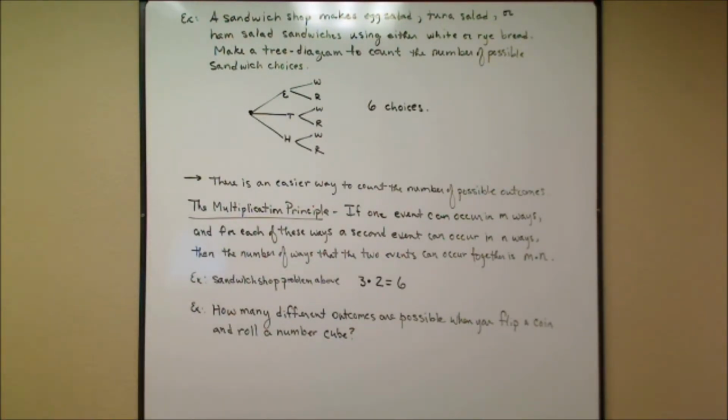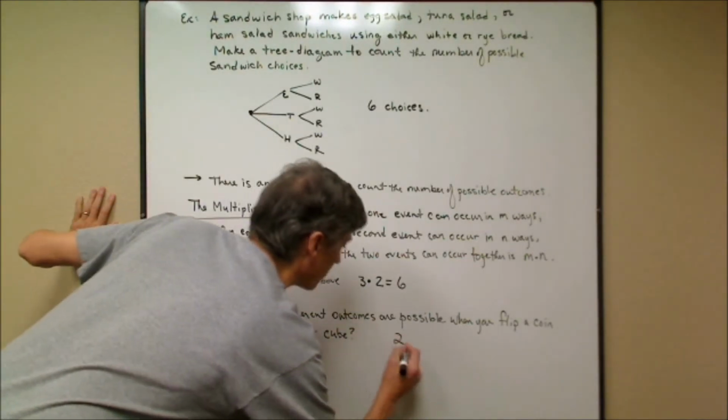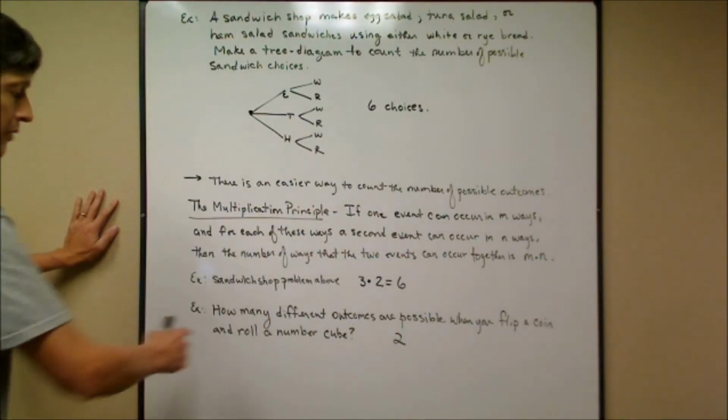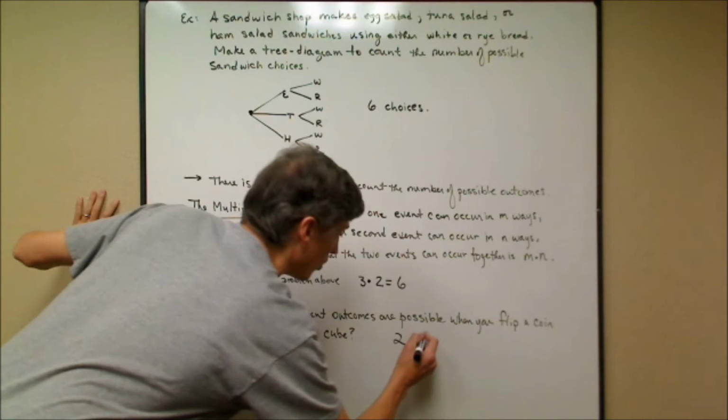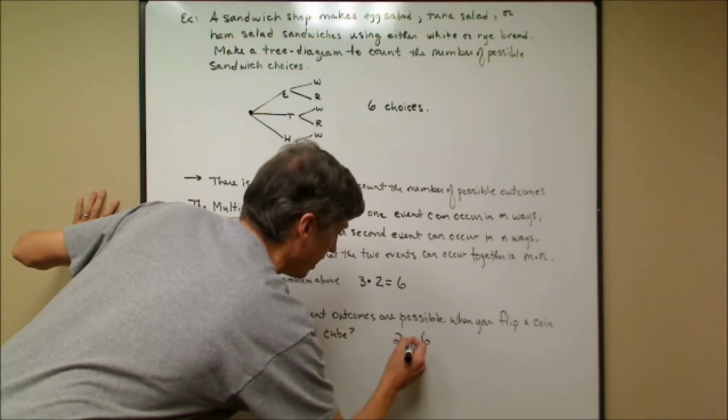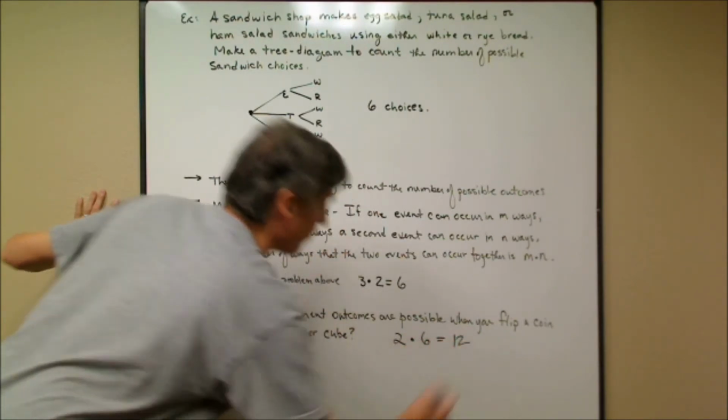Now I'm going to use that on a variety of problems. I'm going to start off here with one that involves flipping a coin and rolling a die. It says how many different outcomes are possible when you flip a coin, we'll assume a fair coin, and roll a number cube or a die. Well, there are 2 possible outcomes when you flip the coin, heads or tails, and there are 6 possible outcomes when you roll the numbered cube or the die. And that would give me 12 possible outcomes.